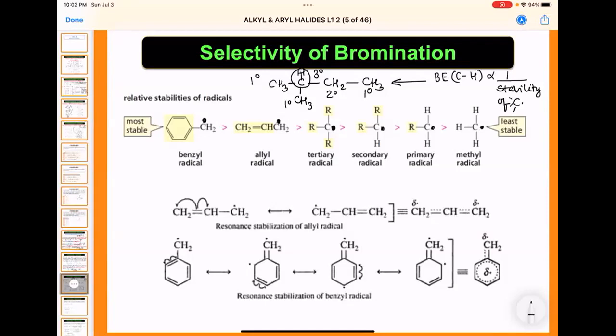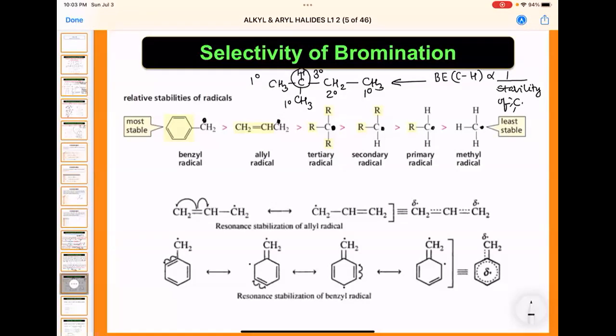Here, if the radical formed is stable, then the bond is going to be weaker. It is going to break very easily. But if the radical formed is unstable, then the bond will be very strong. It is not going to break. So now the whole thing comes down to the stability of the carbon radical.